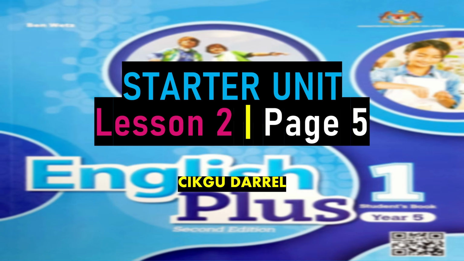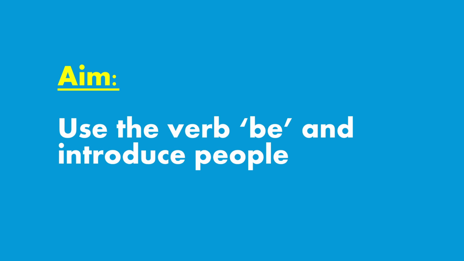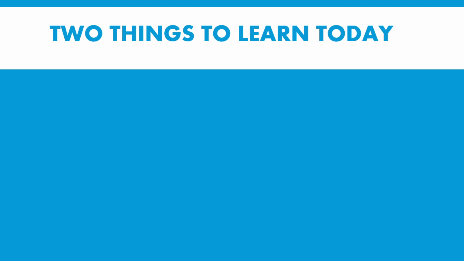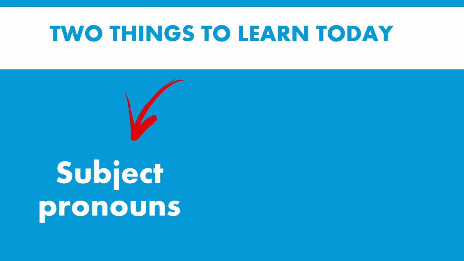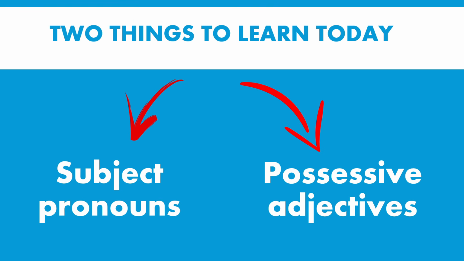I'm Cikgu Darrel and today we shall continue on Starter Unit Lesson 2, which will be on your student's book, page 5. The objective for our lesson today is, at the end of this lesson, you will be able to use the verb be and introduce people. There are two things that you need to learn for today's lesson. The first one is subject pronouns and the next one is possessive adjectives.